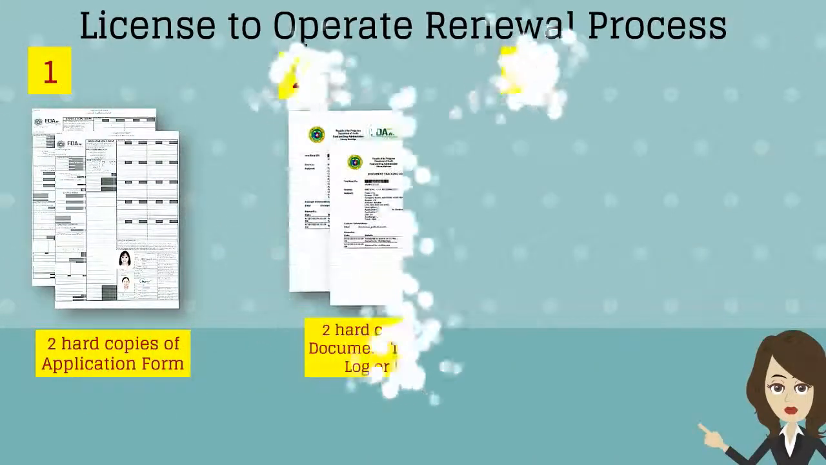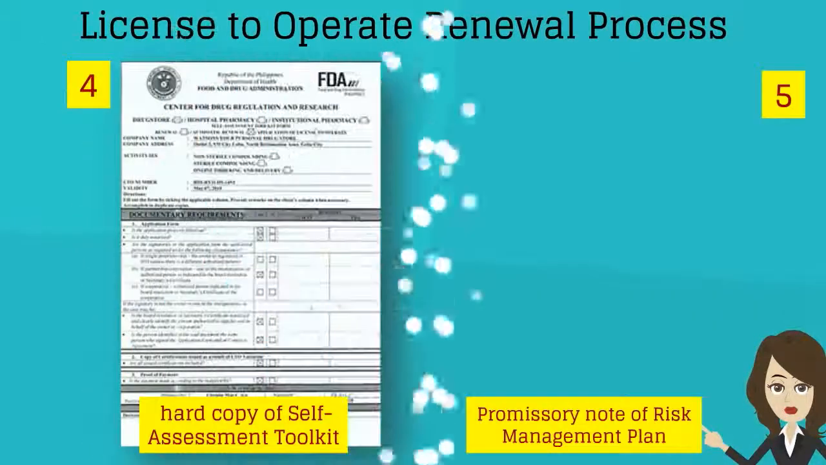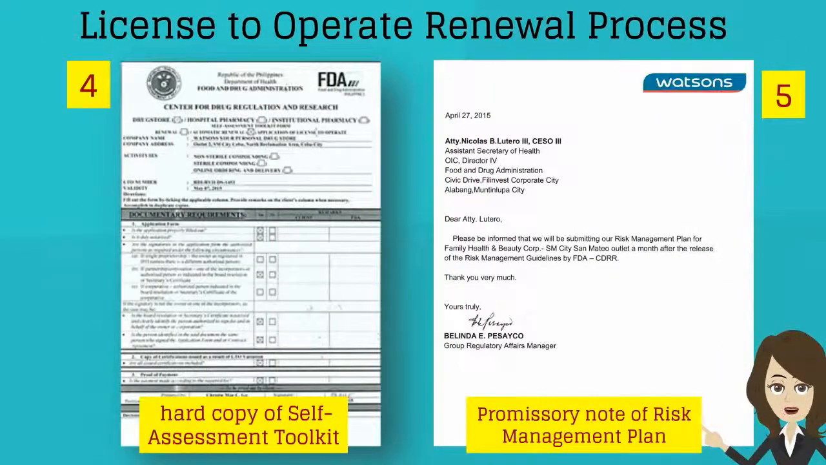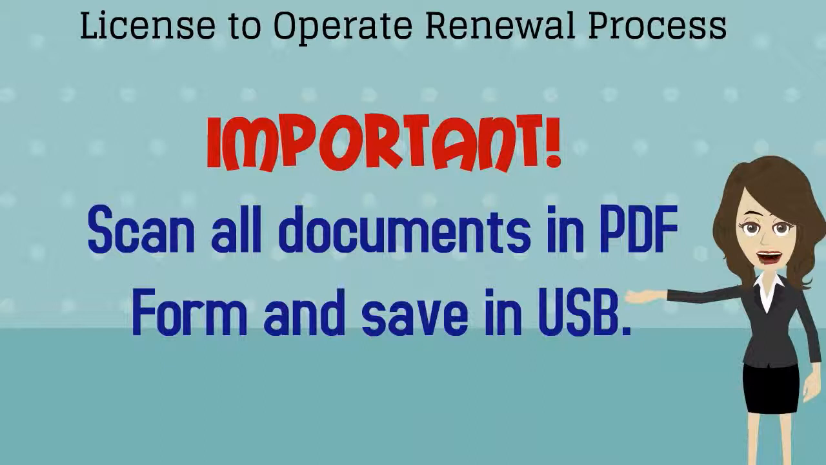Step 7 is to prepare the 5 documents needed for submission to FDA: 1. 2 hard copies of application form, 2. 2 hard copies of document tracking log or DTL, 3. Photocopy of official receipt, 4. Hard copy of self-assessment toolkit, and 5. Promissory note of risk management plan. Important reminder: ensure to scan all documents in PDF form and save in USB.